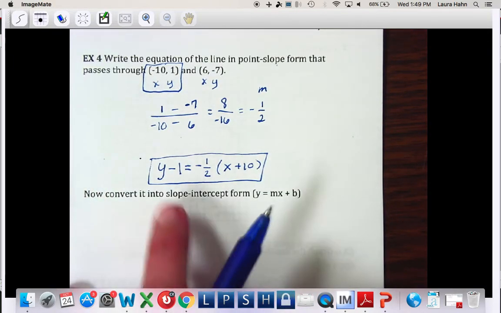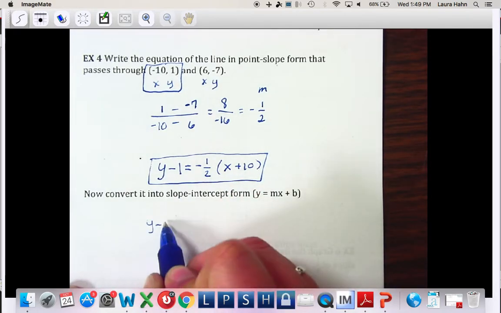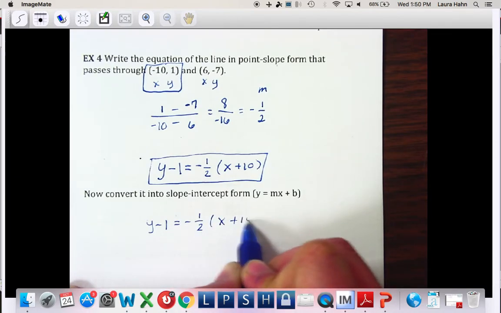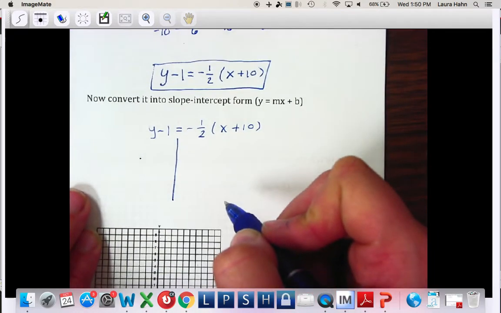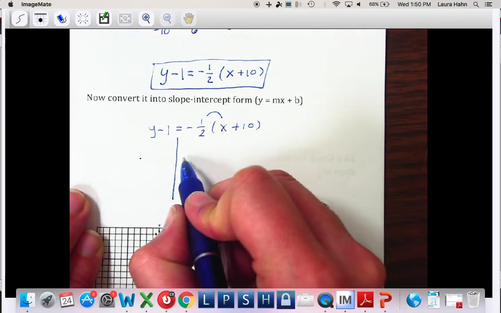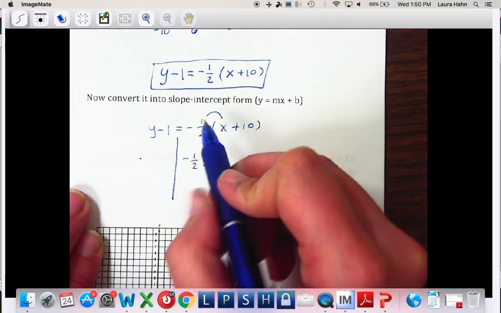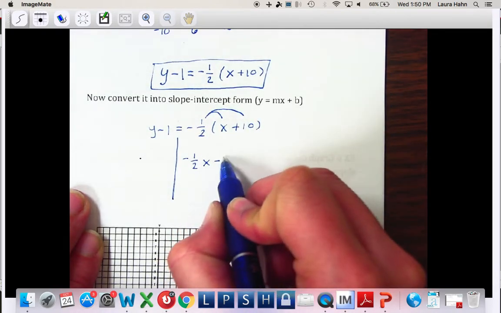So now we're going to change this into y equals mx plus b. So I'm going to rewrite it so I can work on it. I know y equals mx plus b does not have parentheses, so I'm going to distribute to get rid of it. -1/2 times x is -1/2 x. Then I'm going to take -1/2 and multiply it by a positive 10. That's going to give me a -5.